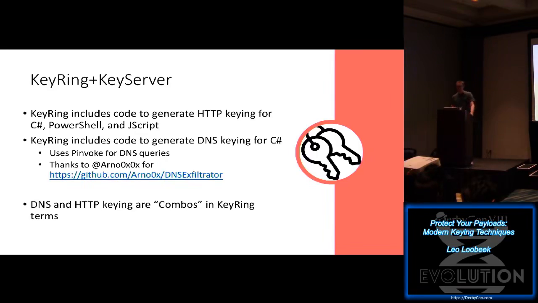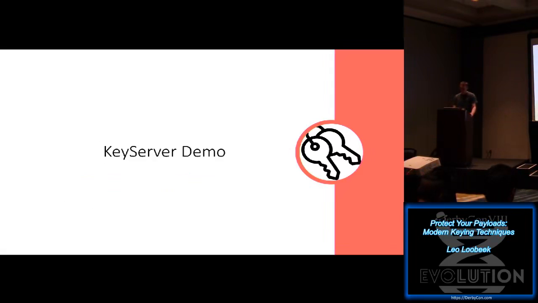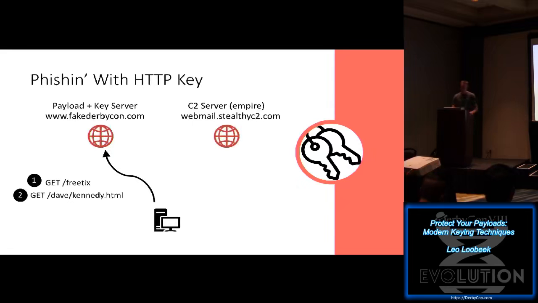So I threw together code in KeyRing as well. KeyRing will generate the HTTP keying for C#, PowerShell and JavaScript. We do DNS keying for C#. That's the only one out of the three I could do without spawning nslookup, and I just didn't want to spawn another process. So we can actually use pinvoke and some code to programmatically request a TXT record. Huge thanks to Arno and his DNS exfiltrator tool. And so DNS and HTTP keying are considered combos in KeyRing vocabulary.